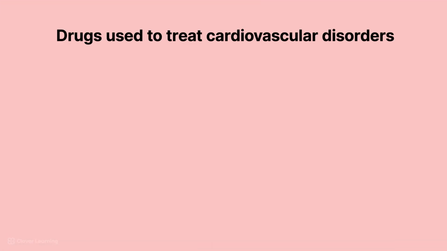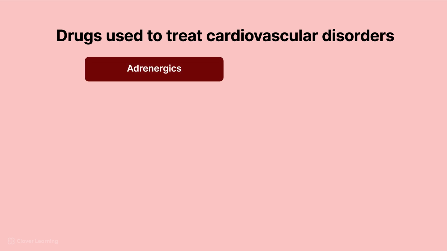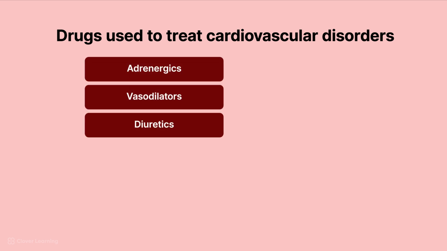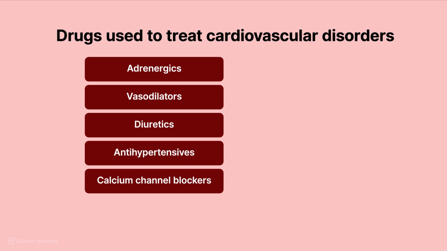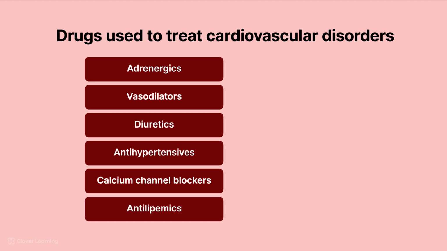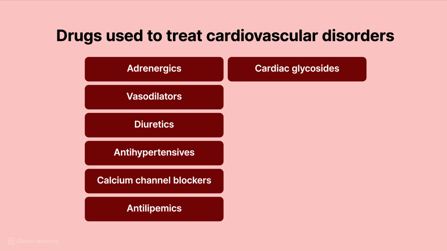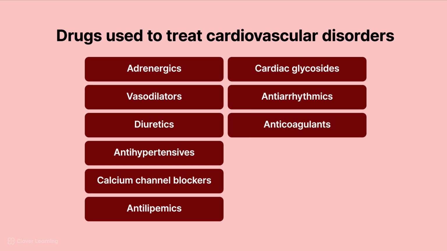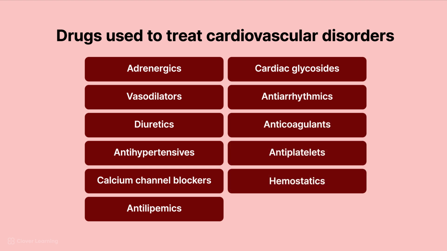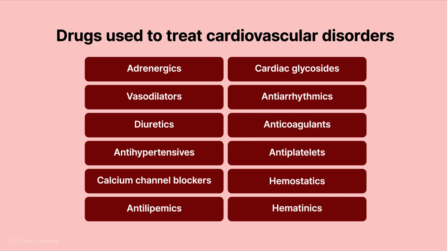There are several different types of drugs used to treat cardiovascular disorders, such as adrenergics, vasodilators, diuretics, antihypertensives, calcium channel blockers, antilipemics, cardiac glycosides, antiarrhythmics, anticoagulants, antiplatelets, hemostatics, and hematinics. Let's look at how these drugs work to treat different cardiovascular diseases and some of the things you need to be aware of when treating patients with these medications.